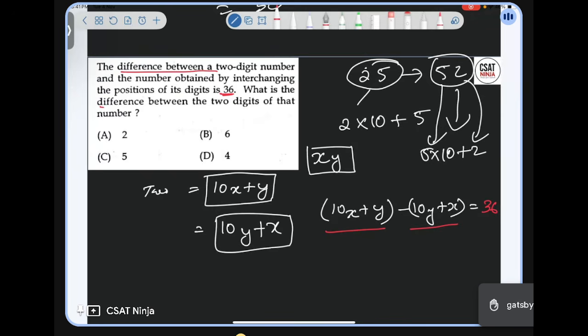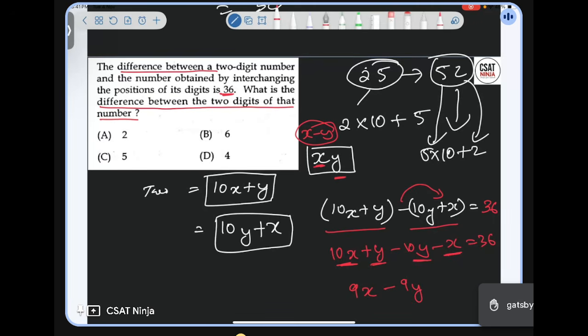We need to find the difference between the two digits of the number. That means the difference between x and y, because x is one of the digits and the other digit is y. So 10x plus y minus 10y minus x is equal to 36. Remember, I'm multiplying plus into minus into plus, which is minus. So 10x minus x will give me 9x, that means 10 minus 1 gives us 9. And y minus 10y will give me minus 9y. From 10, if I remove 1, I'll get 9. But remember, the greater number here is 10 and it is carrying a minus sign. That's the reason I'm using the minus sign here, which is equal to 36.